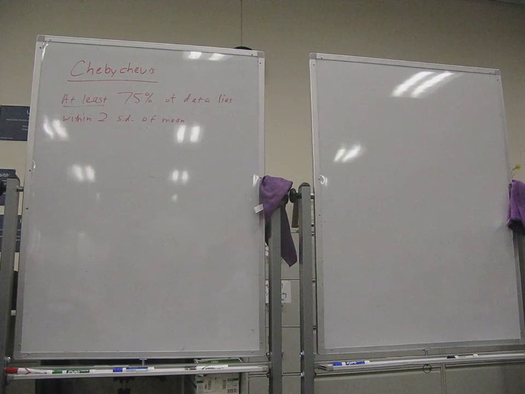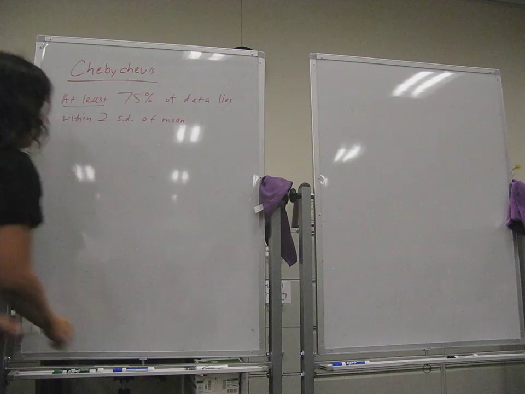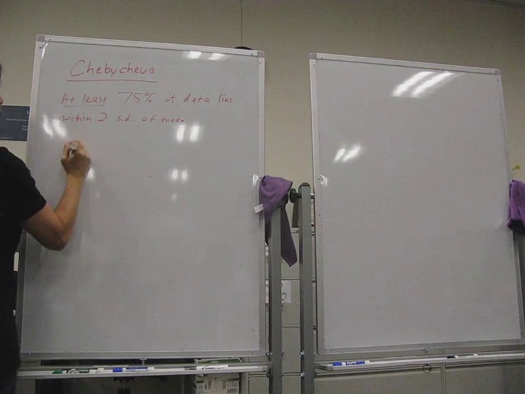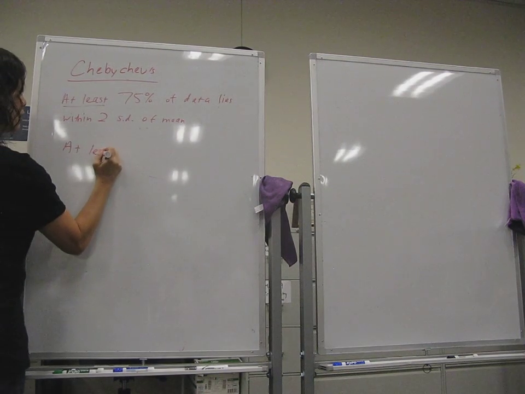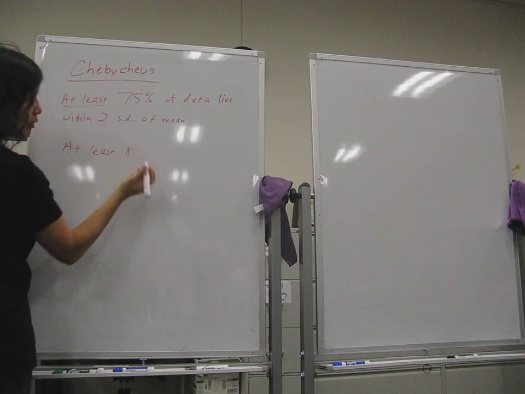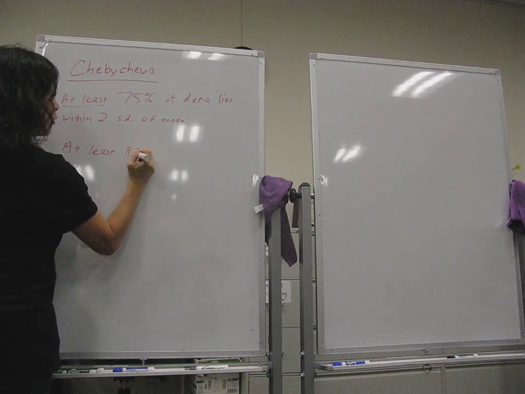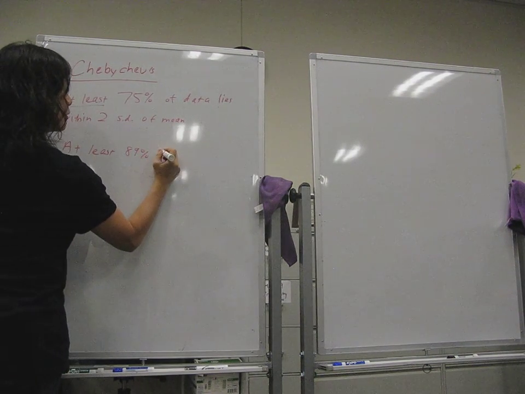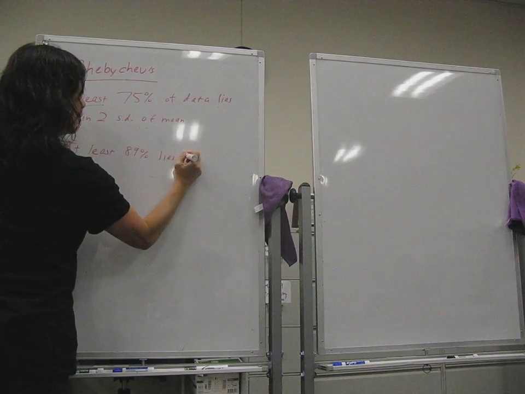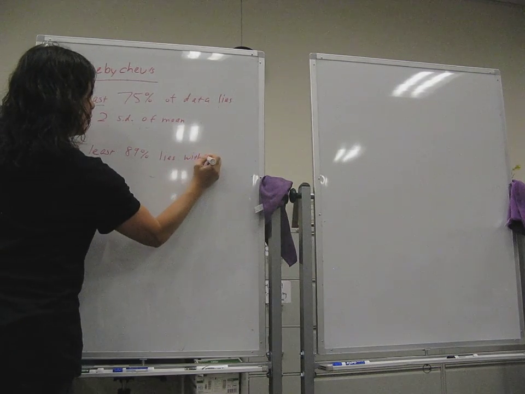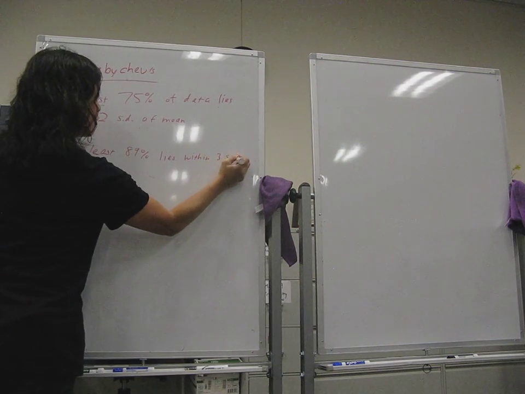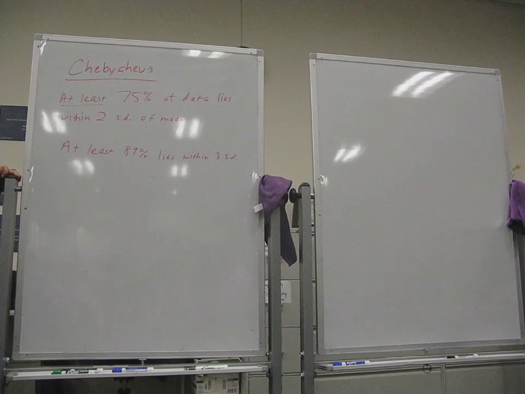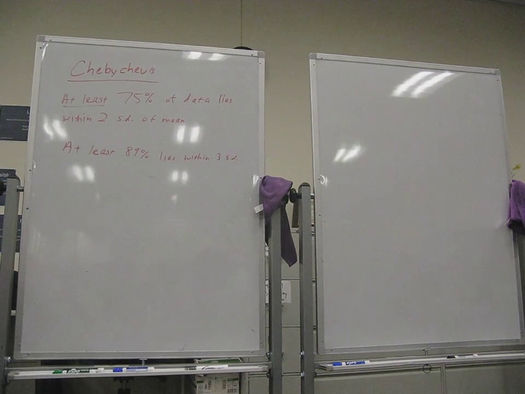But at least 75%. And then, what was the other thing that I covered? At least 89%, or 88.9%, but if you round to the whole percent, 89%, lie within 3 standard deviations of the mean. At least. Again, very often more like 99%, but at least 89%.